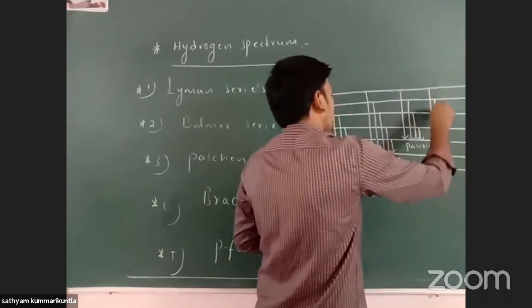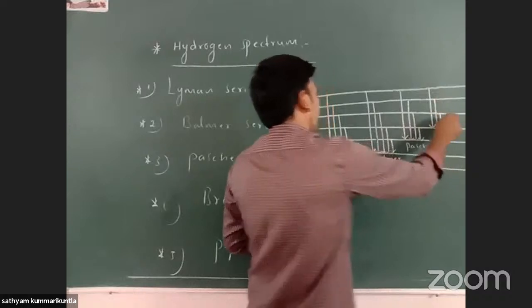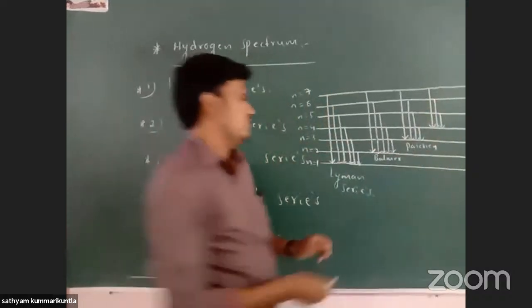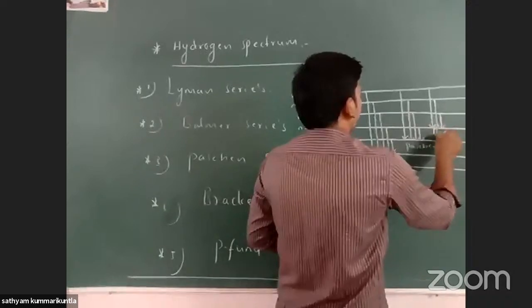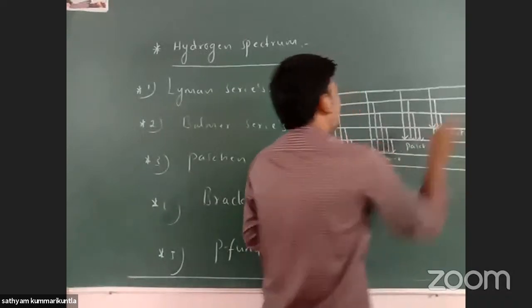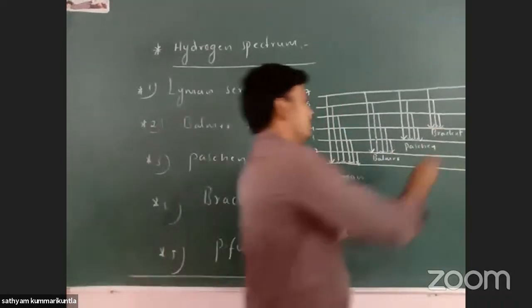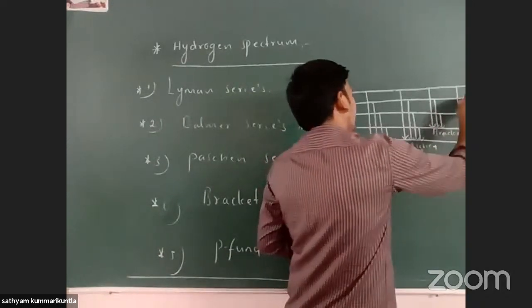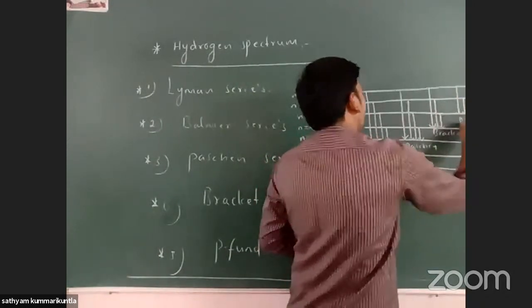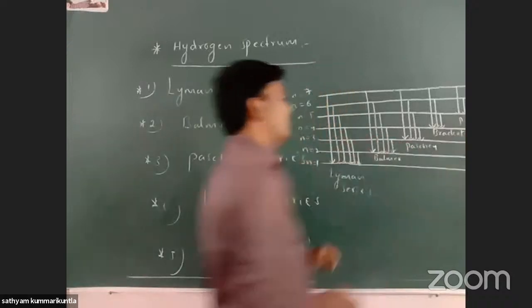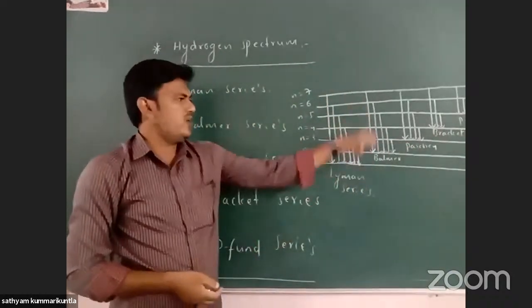Next one, 7 to 4, 6 to 4, 5 to 4. So we say Brackett series. And last one, 7 to 5, 6 to 5. So we say Pfund series. So this is the hydrogen spectrum.